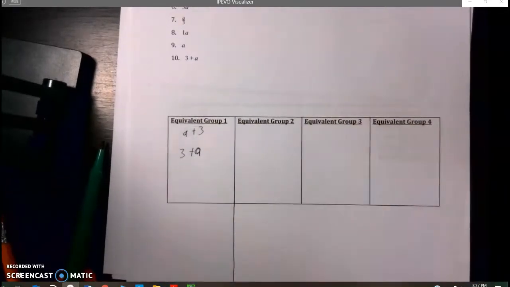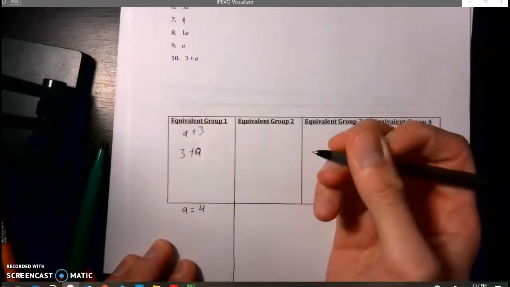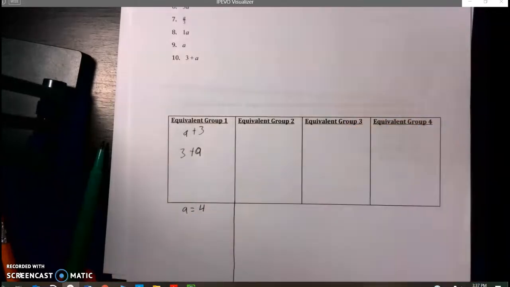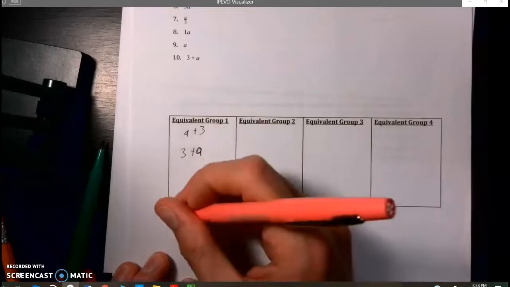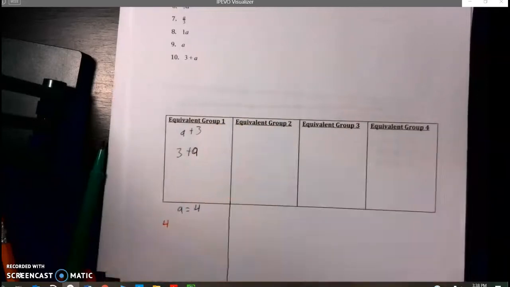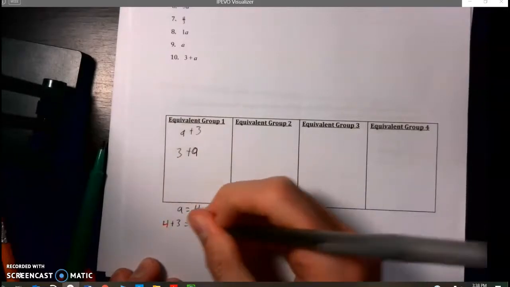So let's say we decided that the value of A was 4. Okay? So we're assigning A a value. We're saying that A can be replaced or substituted with the number 4. And so if I went ahead and put that in, so instead of A, I put 4. 4 plus 3 is 7.